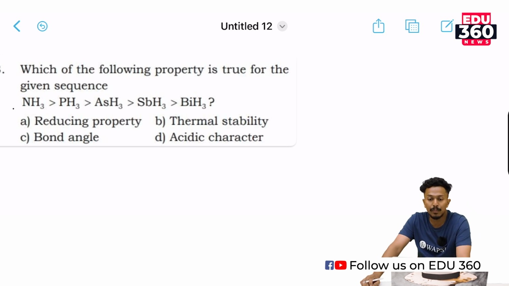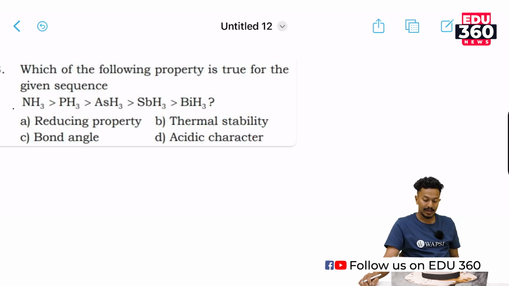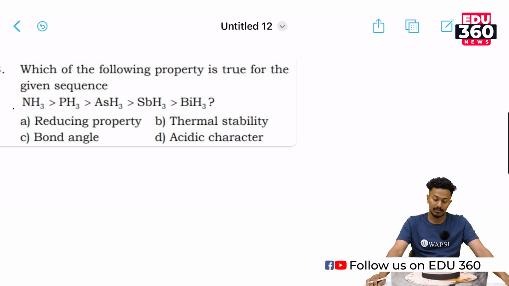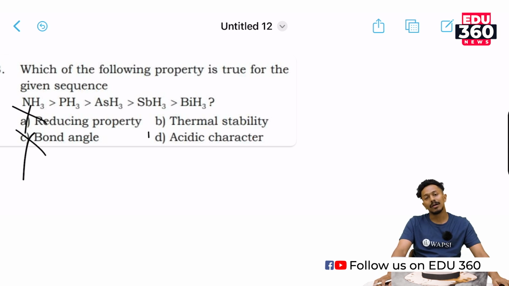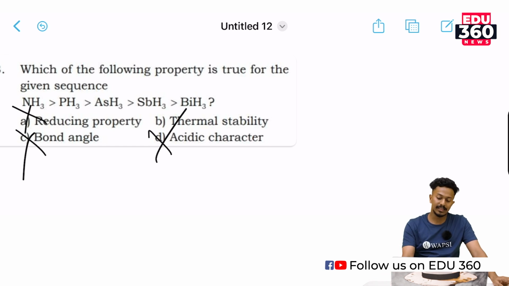Which of the following properties is true for the given sequence? Well, these are nitrogen family groups: nitrogen, phosphorus, arsenic, antimony, and bismuth. So here we could say that the reduction property and bond angle are not much needed here. Bond angle depends upon the lone pair present. The presence of a lone pair in ammonia tends to decrease the bond angle, so it cannot explain the bond angle, not even the acidic character.